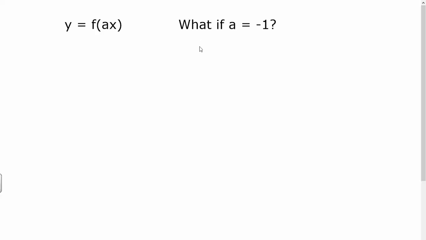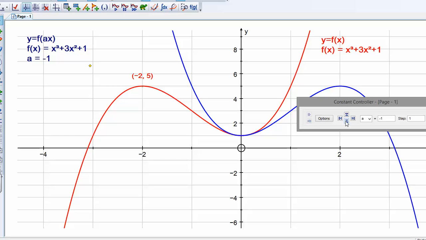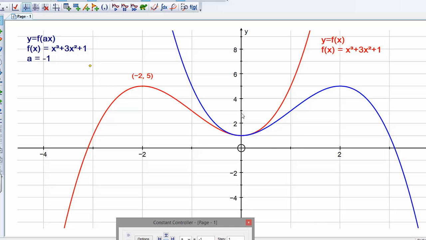Now the last question is, what if a is -1? So let's have a look at the graph and see what happens if a is -1. So if I go down and make a, let's say 0, a is -1, can we see what's happened? Well, we can see that whatever was on the left-hand side is now on the right-hand side, and what was on the right-hand side has now shifted to the left-hand side. So the whole graph is being reflected in the y-axis.